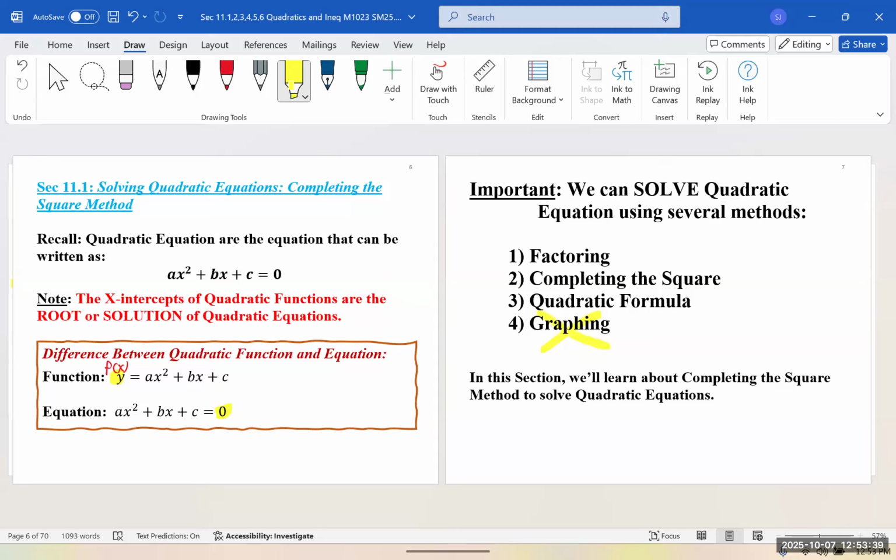And then the best is factoring, if it's factorable. Factoring has a downside: not every quadratic is factorable. So if it's factorable, your life is easy. Always factor first, and then set each factor equal to 0 and solve for x.